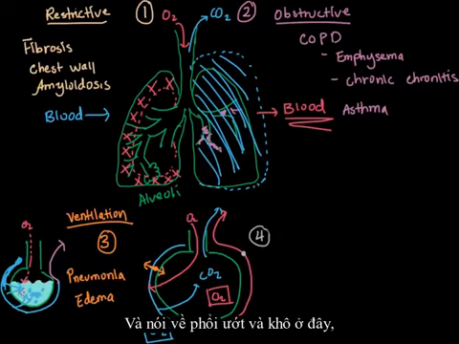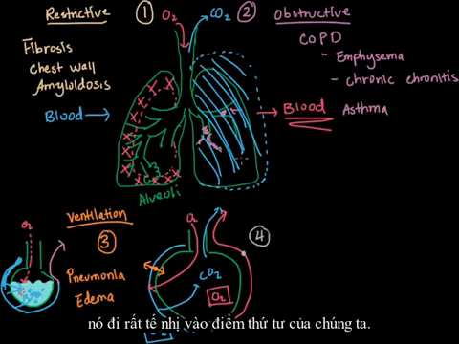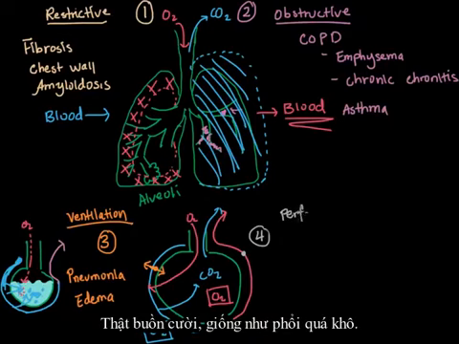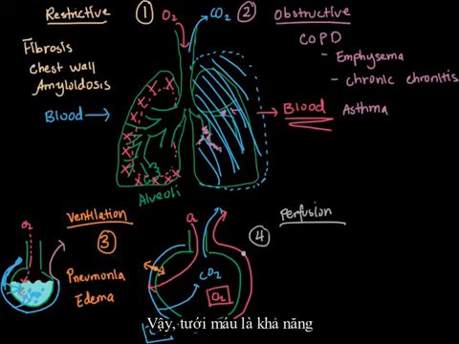And talking about wet versus dry lungs goes nicely into our 4th point. So our 4th problem, let's call it a problem with perfusion. It's funny, it's kind of like the lungs are too dry. Perfusion is the ability to get blood where it's supposed to go.